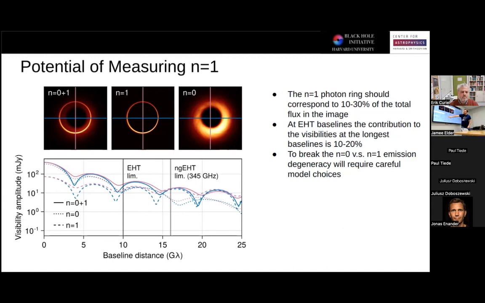But at the EHT limit, we're at roughly 10% or a fraction of a bit. So what you want to know is, can we do some clever modeling or other data analysis tricks to extract this signal from the data? Because it is there. It's just a question of whether we can reliably recover it.